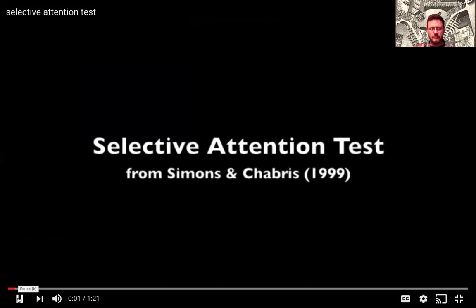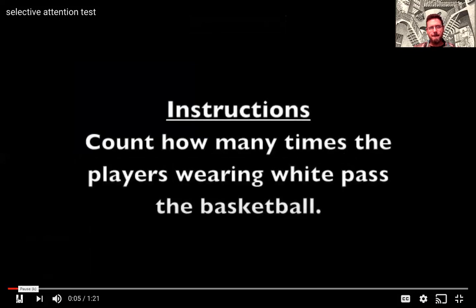So I got some examples for you. We're going to watch a couple of short YouTube videos together here. Follow the instructions carefully and keep score for yourself. Keep an accurate count for what you're asked for here, and we'll discuss afterwards. Ready? This is a test of selective attention. Count how many times the players wearing white pass the basketball.